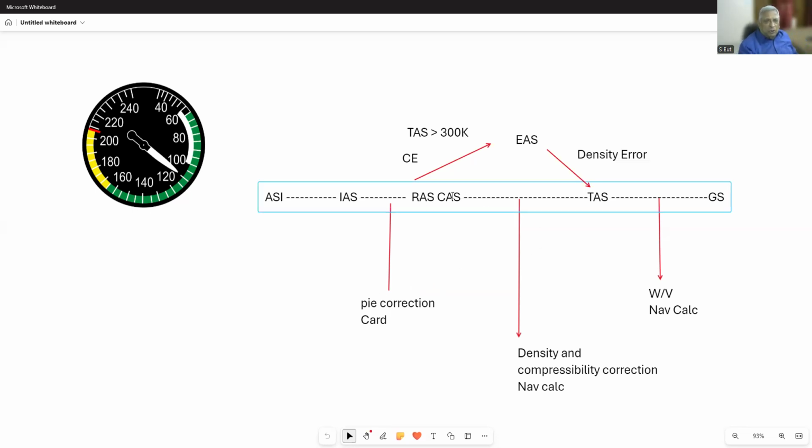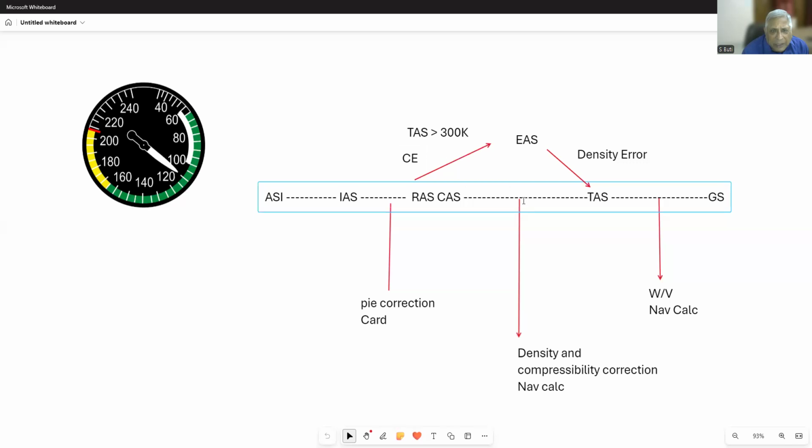This rectified or calibrated airspeed: when the true airspeed of the aircraft exceeds 300 knots, the air inside the capsule starts getting compressed and expands due to the temperature rise, and it starts registering a higher indicated airspeed than the actual. That error is called compressibility error. If I remove the compressibility error, the speed is known as EAS, and that is my actual speed. I have removed the compressibility error.